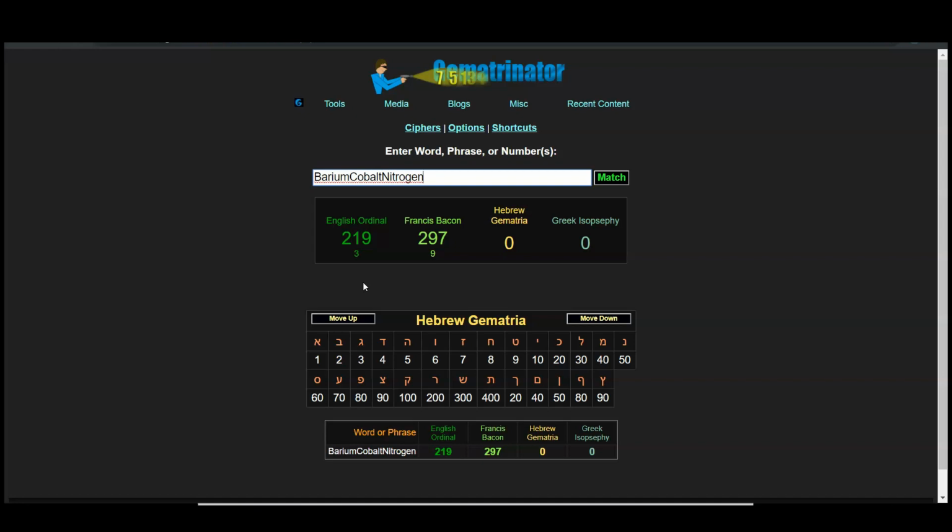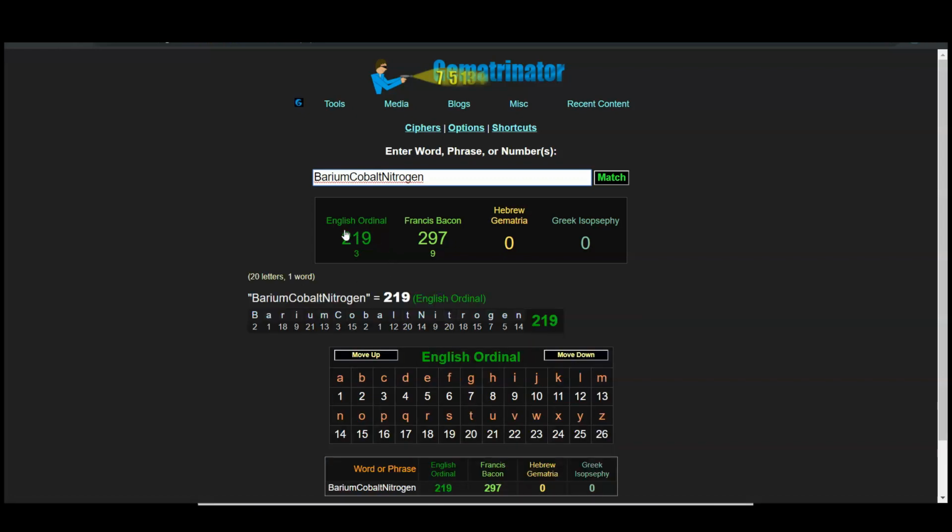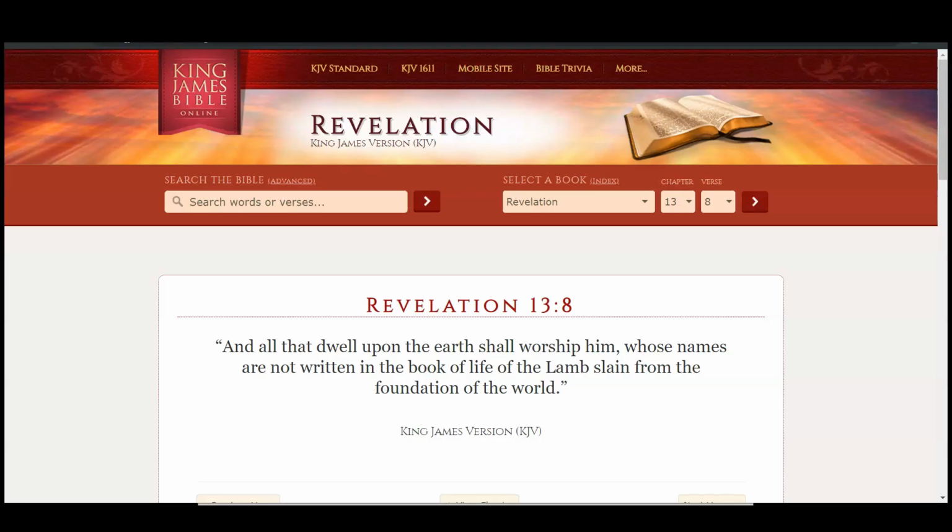219 is very important because the 219th prime is 1367, but the 219th verse of Revelation is Revelation 13:8, and this is our Venus to Earth orbital ratio. And with this particular verse of Revelation, I'm going to show you some more encoding of this 13:8 ratio of Venus and Earth and how it's related to the 219, because it's the 219th verse.